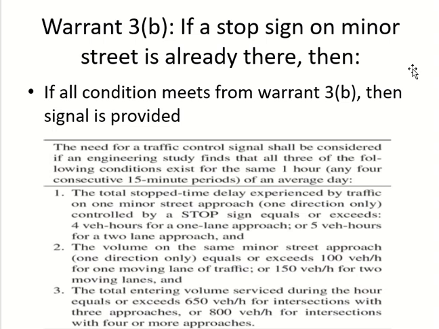Okay, the volume on the same minor street equals 100 vehicles per hour in one direction. Does it? Yes. It's 125, right? So exceeds 100. Okay. Total entering volume in the same hour is more than, no, we have 4 approaches. So more than 800 for the major. So this is also fulfilled.